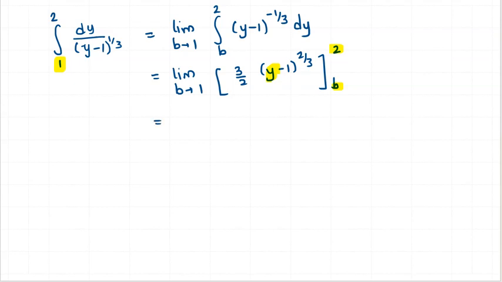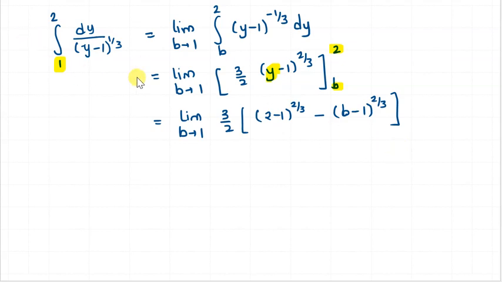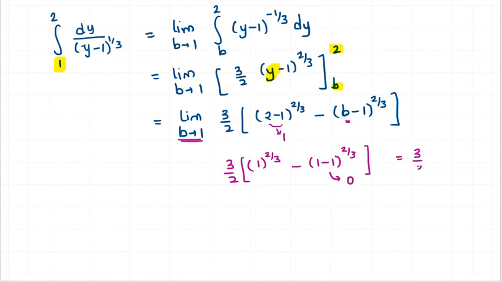This gives you the value at 2 minus 1, and b minus 1. 2 minus 1 becomes 1. So basically the first term becomes 3 by 2, 1 to the power 2 by 3, minus, when we replace b by 1, you get (1 minus 1) to the power 2 by 3. So basically this term becomes 0. So here you get the answer as 3 by 2, 1 to the power 2 by 3. This is for part 2.